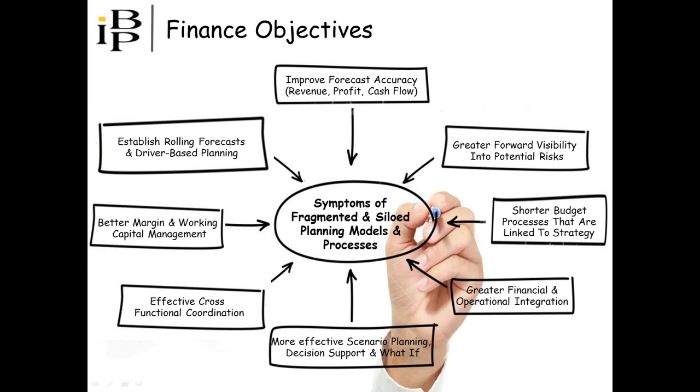Let's start with finance. Pick a finance-related research study, and it's likely to mention that organizations are struggling to achieve the objectives shown on the screen. And these struggles can persist despite investments in EPM technology. What's being experienced is that general-purpose financial planning tools are not always fully equipped to achieve these objectives in complex manufacturing settings.